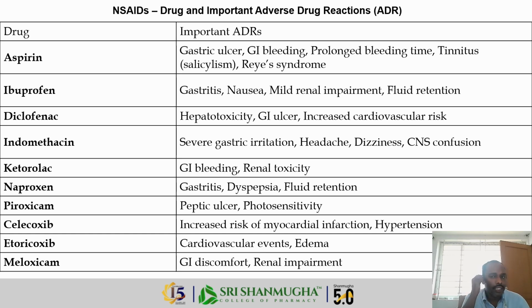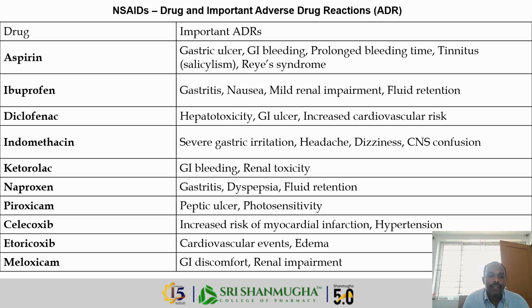Next, we have GI ulcer and increased cardiovascular risk. And then indomethacin with severe gastric irritation, headache, dizziness, and CNS confusion. And then we have ketorolac, GI bleeding, and renal toxicity, known to be the side effects of ketorolac, the potent post-operative pain management drug. Next, we have naproxen with gastritis and dyspepsia followed by fluid retention. And then piroxicam, known to cause peptic ulcer as well as photosensitivity. Next, we have celecoxib, which is known to cause risk of myocardial infarction and hypertension.